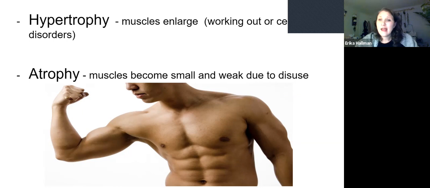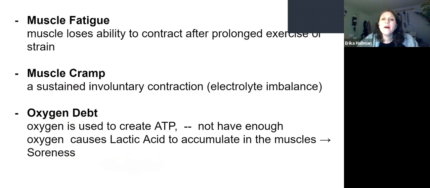If we flip that on its head, anytime you work out, you are forcing your body into hypertrophy, meaning you're making those muscle cells tear and then repair themselves even bigger, which builds your muscle mass. All right. Muscle fatigue, muscle cramping, and oxygen debt have to do with what happens after you work out.